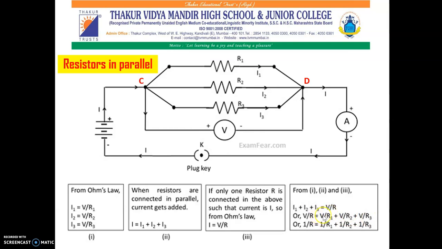Taking out V common from both the sides, we can cancel it. So finally we get the formula as 1 upon R, that is equal to 1 upon R1 plus 1 upon R2 plus 1 upon R3. When the resistors are in parallel, the inverse of the effective resistance is equal to the sum of the inverse of individual resistances.